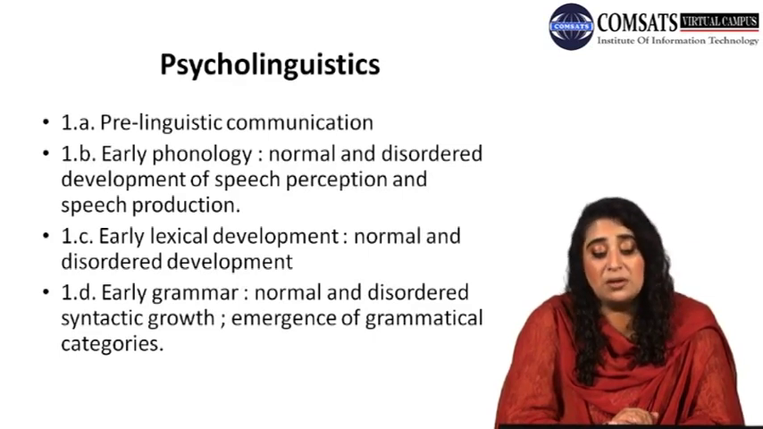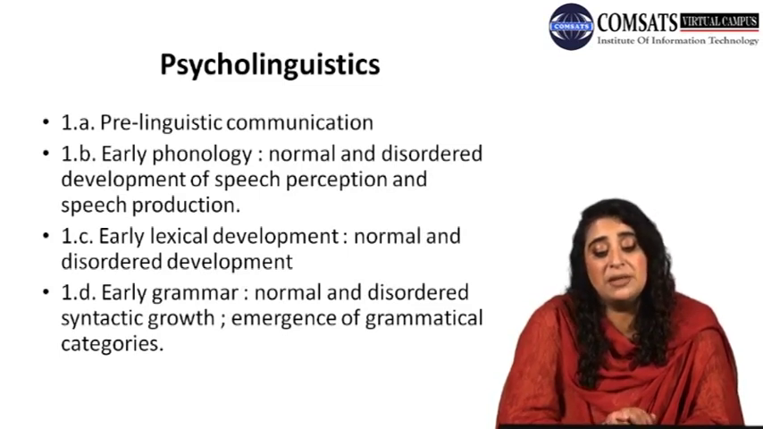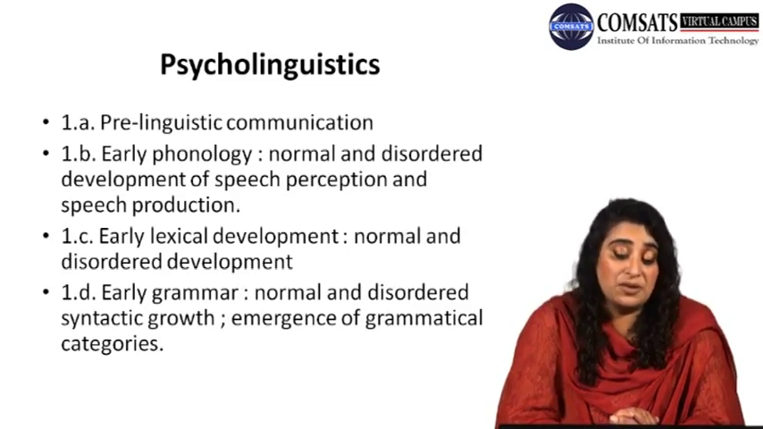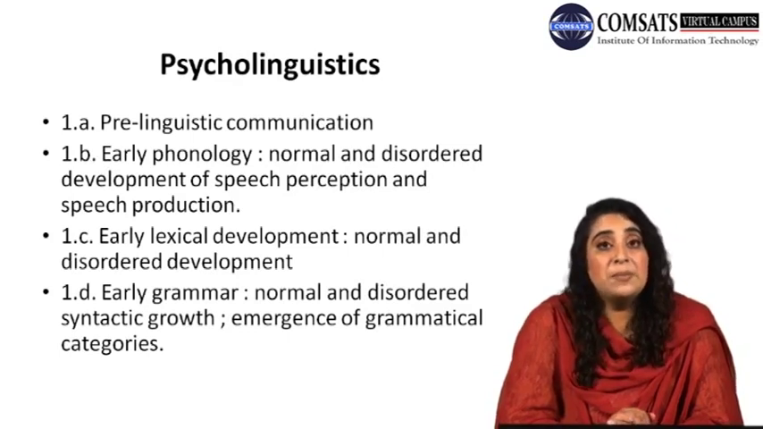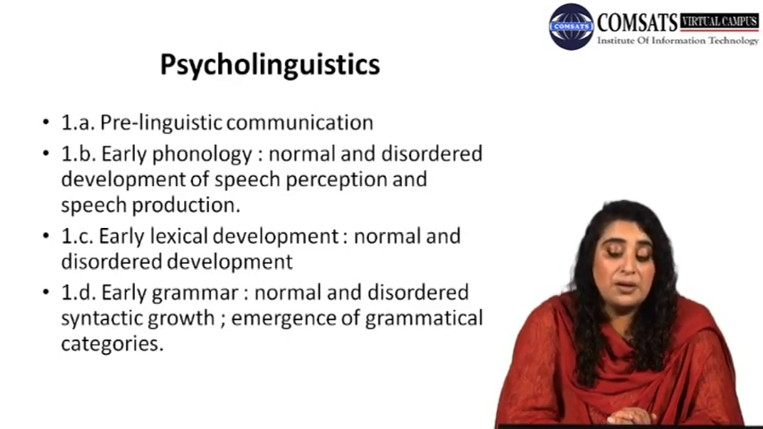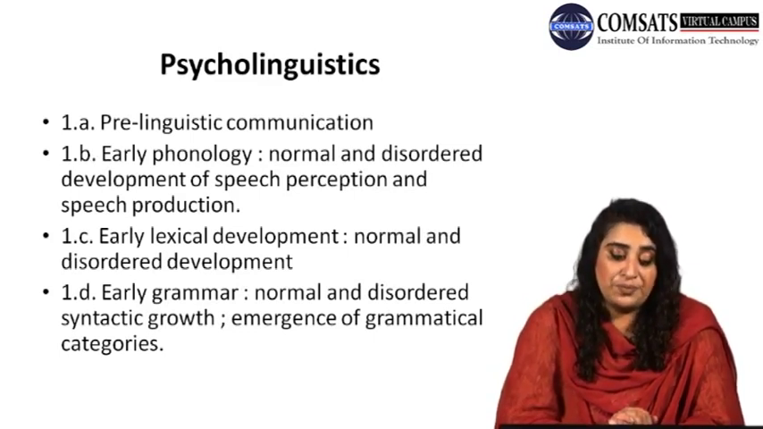Then early phonology, normal and disordered development of speech perception and speech production. So early phonology would be that either normal kids or adults, or disordered development of speech perception and speech production. Disordered would be people who cannot properly pronounce or speak, or maybe are hearing impaired or are mute, and the perception of their speech and how they produce the speech.